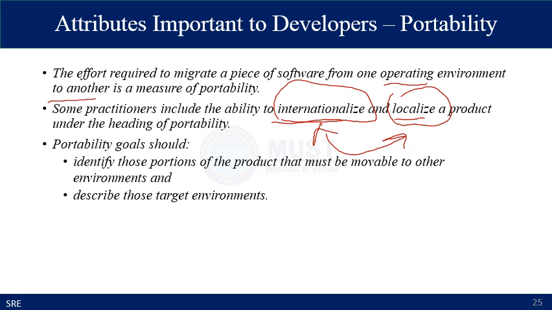As you can see, most of the good products are made international and they change their perspective to meet societal needs, such as social networking sites and news applications adapting their news with respect to the area of the users, and common examples of portable applications are Facebook, Twitter, BBC News, etc. So portability goals include that you have to identify those portions of the product that must be movable to other environments, and it should describe those target environments.